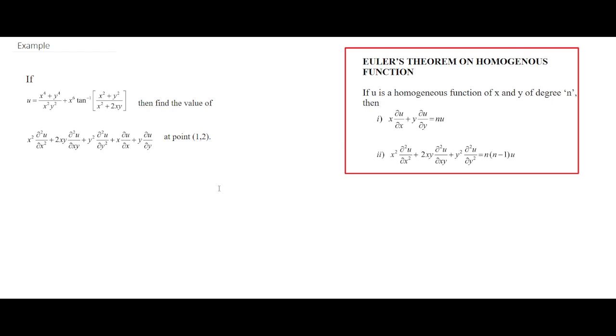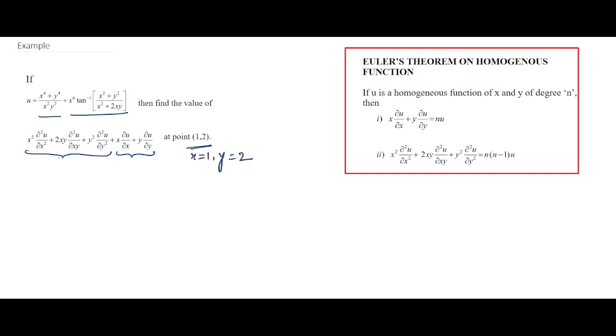Hello everyone. Today we will discuss one more example on Euler's theorem. Here u is given as the sum of two terms: (x raised to 4 plus y raised to 4) upon (x square y square), plus x raised to 6 tan inverse of (x square plus y square) upon (x square plus 2xy). Then we have to find the second order partial derivative along with the first order partial derivative at the point (1, 1), where x is 1 and y is equal to 1.